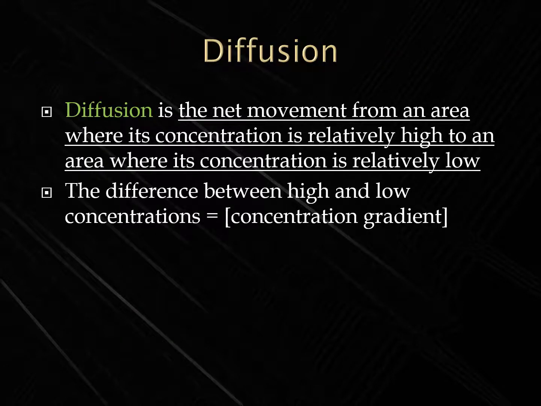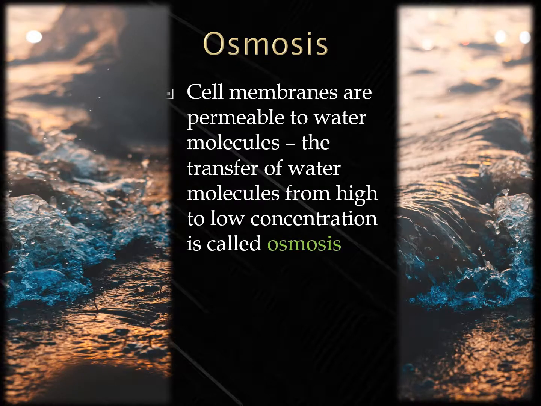Diffusion is the net movement from an area where its concentration is relatively high to an area where concentration is relatively low. The difference between high and low concentrations is the concentration gradient. Cell membranes are permeable to water molecules. The transfer of water molecules from high to low concentration is called osmosis.